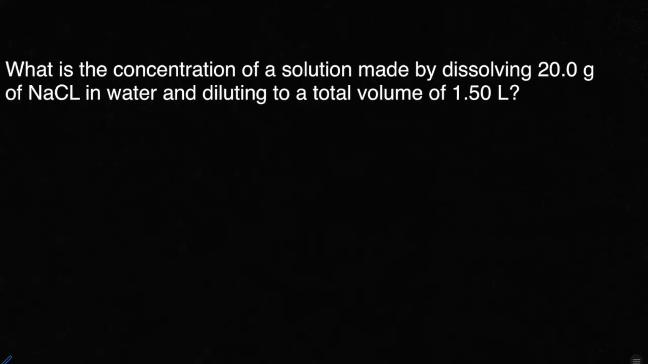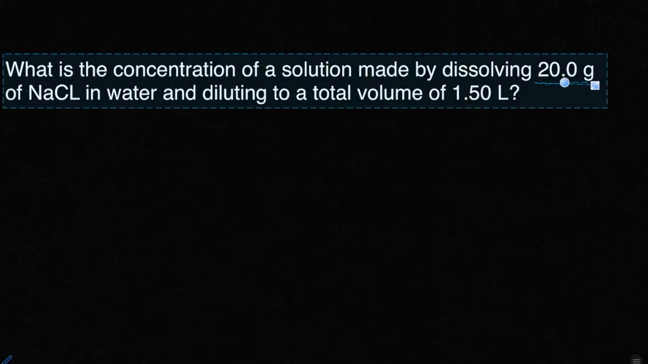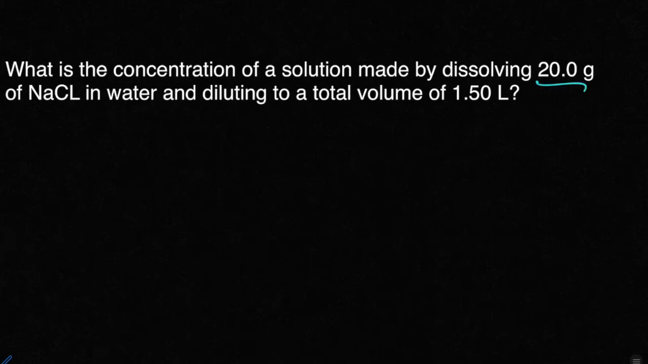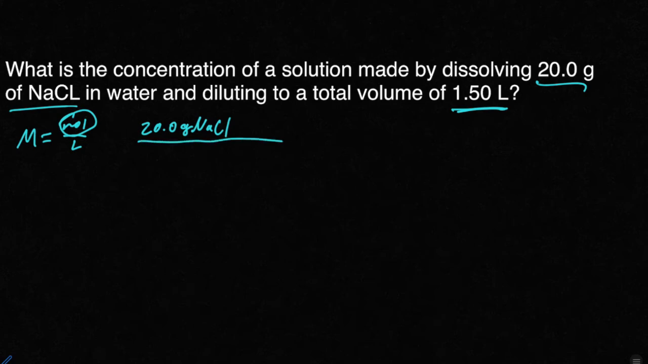All right, so what is the concentration of a solution made by dissolving 20 grams of sodium chloride in water and diluting to a total solution volume of 1.50 liters? Let's take a look at this problem. We have 20 grams of sodium chloride. We know that the equation for molarity is moles per liter. So in order to use this equation, we need moles of our solute rather than grams. So let's convert 20.0 grams of sodium chloride to moles.